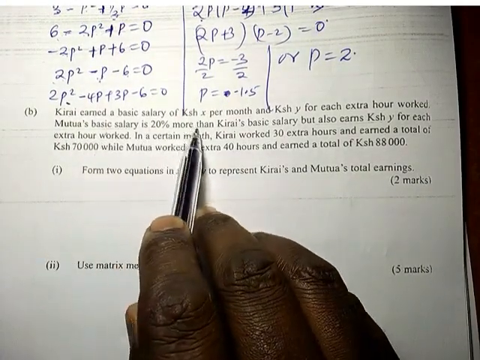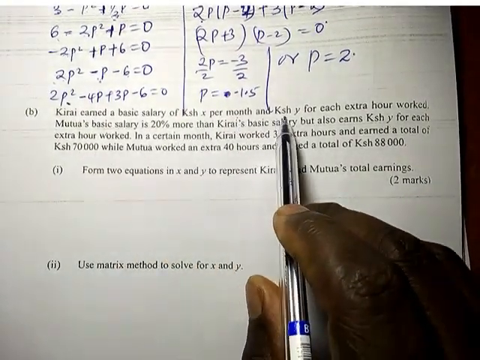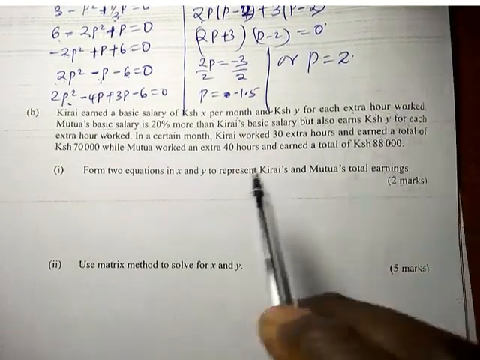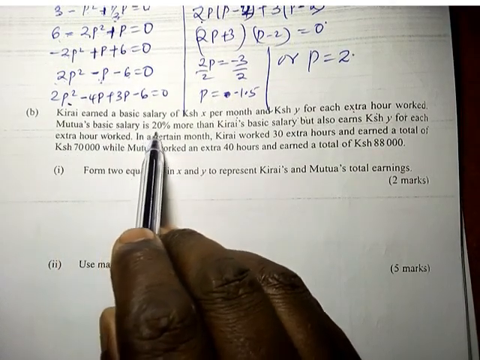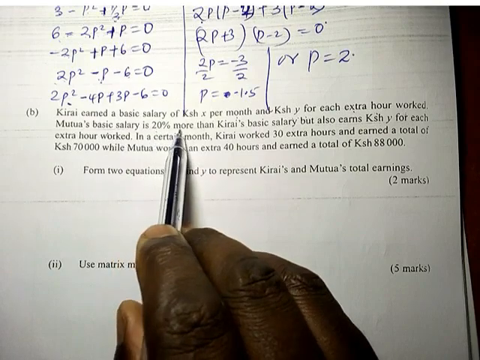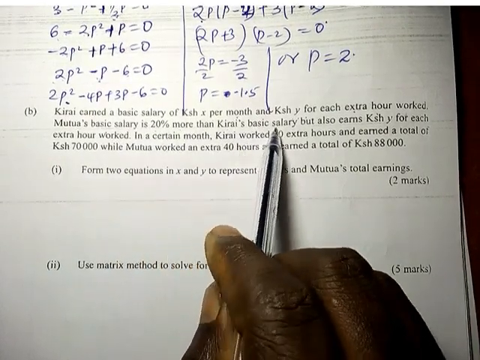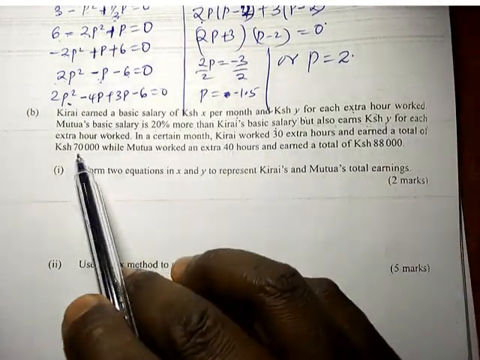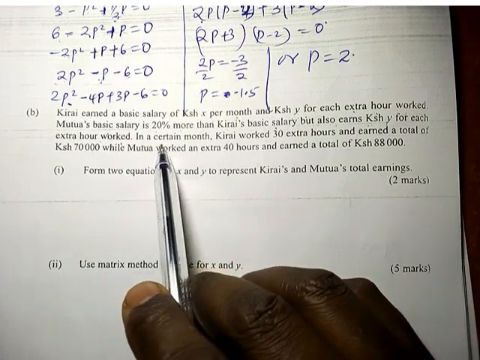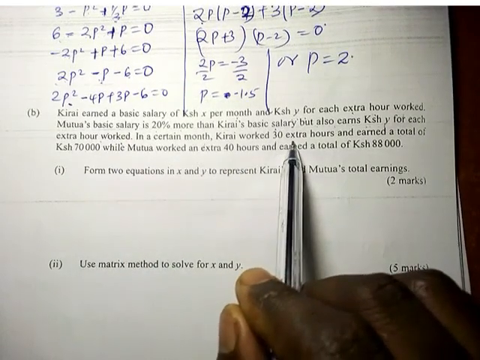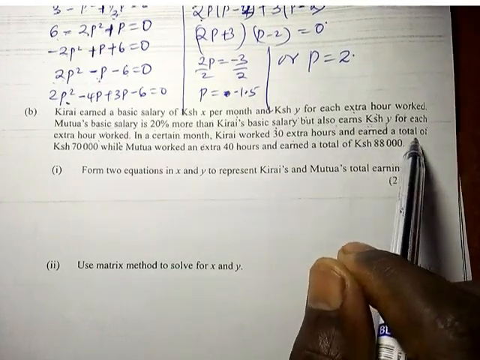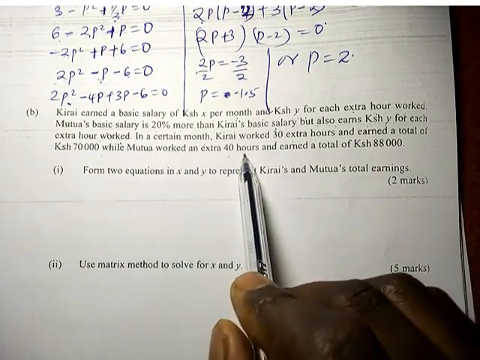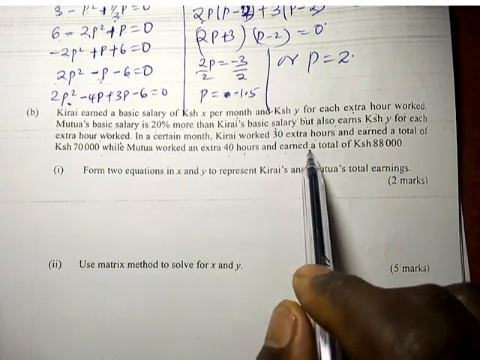Kirai earned a basic salary of this per month, and Kenya shillings Y for each extra hour worked. Mutura's basic salary is 20% more than Kirai's basic salary, but also earns Kenya shillings Y for each extra hour worked. In a certain month, Kirai worked 30 extra hours and earned a total of Kenya shillings 7,000. Mutura worked an extra 40 hours and earned a total of Kenya shillings this.